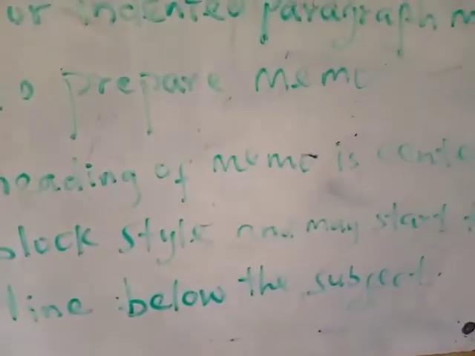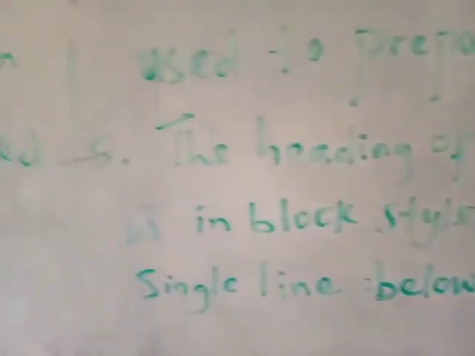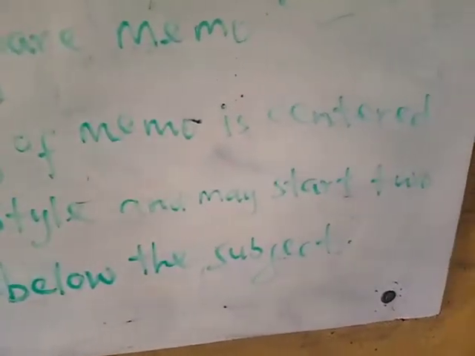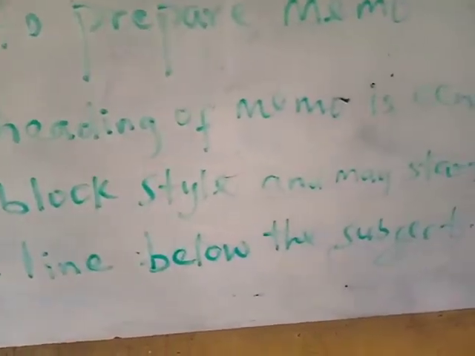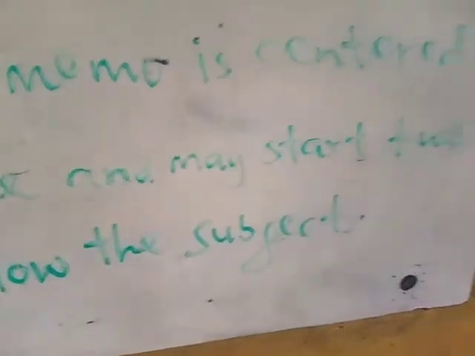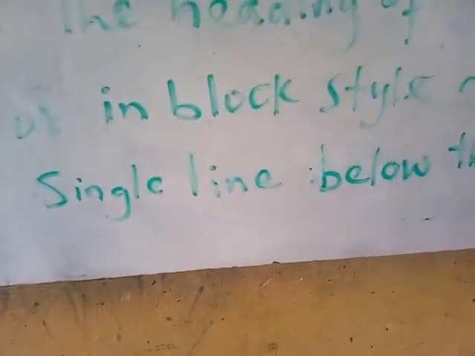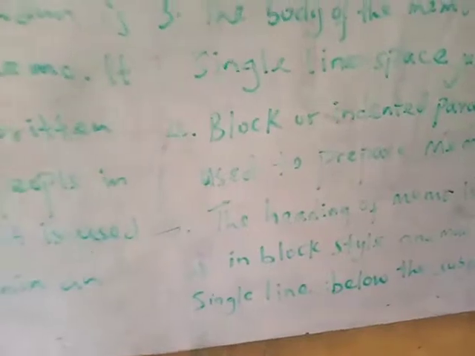Then 5, the heading of memo is centered or in block style and may start 2 single line spaces below the subject. What do you mean by that? The heading of the memo should be put at the center of the page when you are using indented paragraph, or it can be in a block style. The block style begins from the far left, with no space from the far left. Like I said, we'll look into all that in subsequent classes.